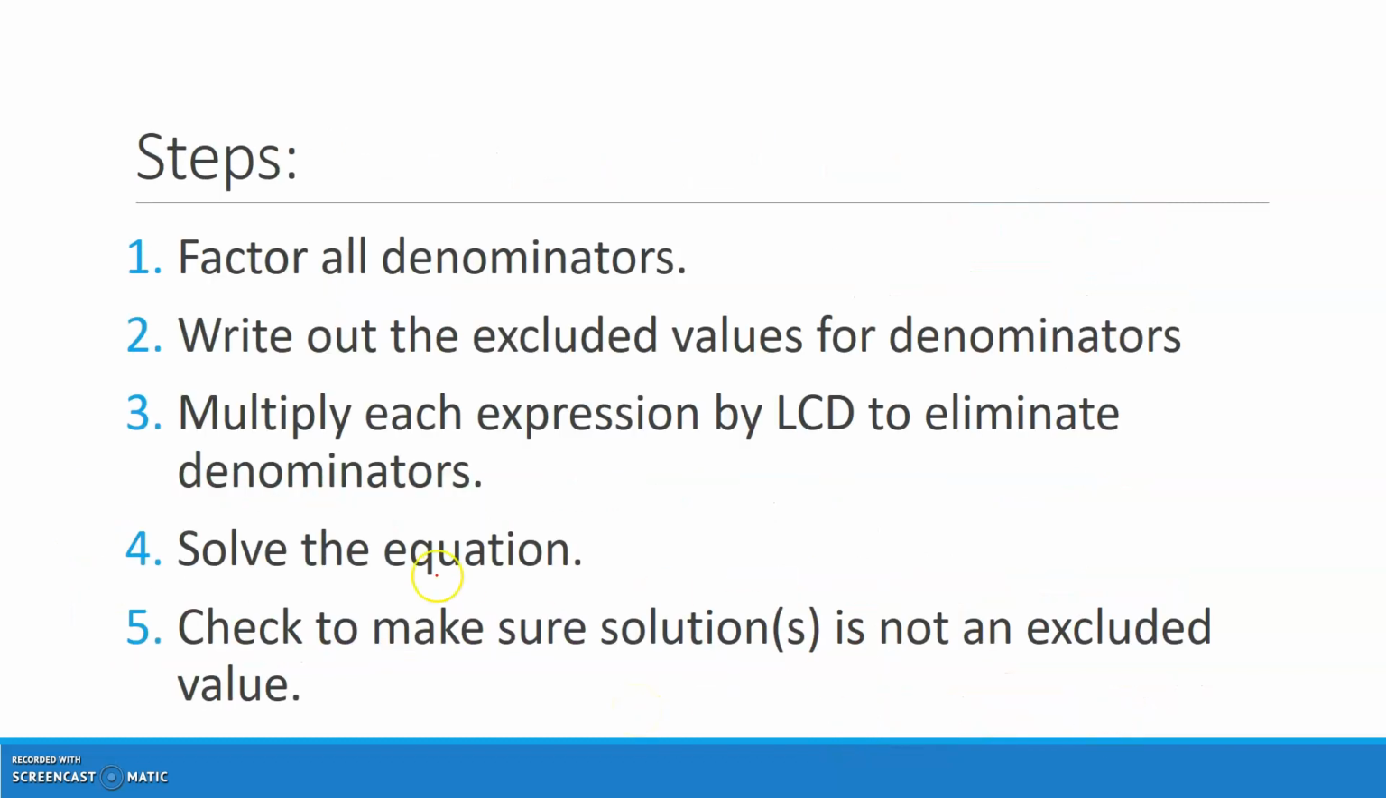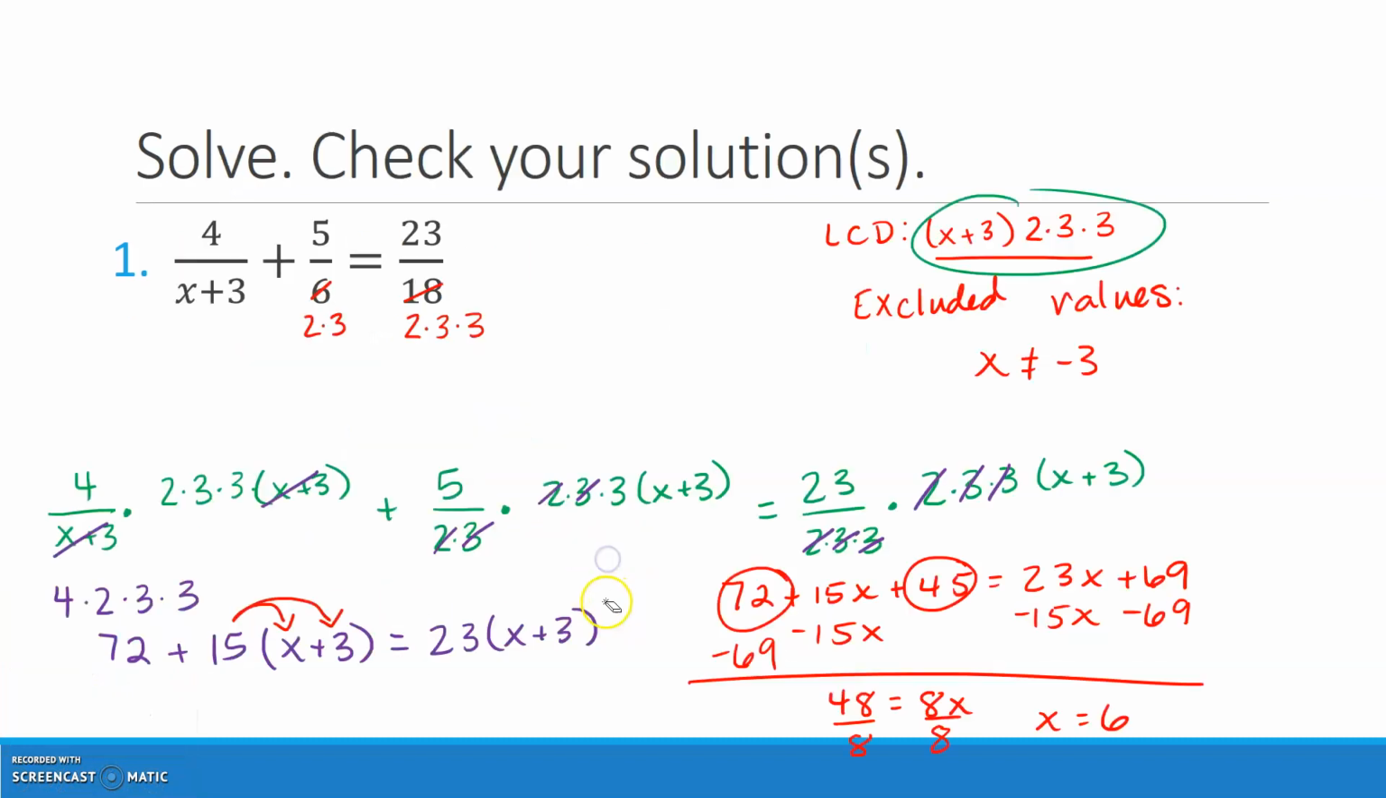Now, you're not done. After you solve, you're going to check to make sure that solution is not one of those excluded values that we wrote in the beginning. So right here, x is equal to 6. Just make sure that that is not one of the excluded values. My only excluded value is that x cannot equal -3. So as long as you did all your math correct, x is equal to 6. Okay? In your Google form, just write out 6, not x equals 6, just 6.